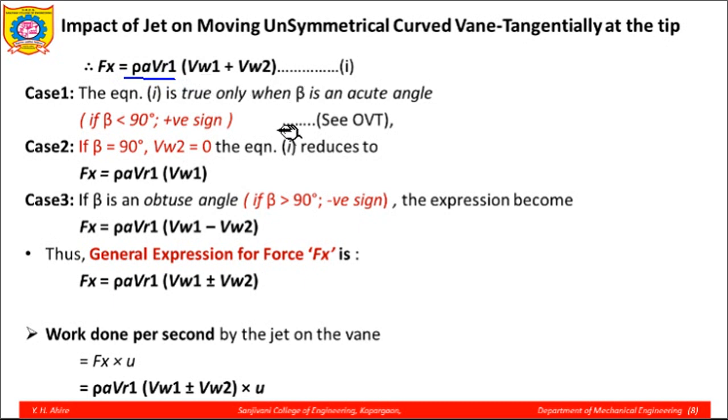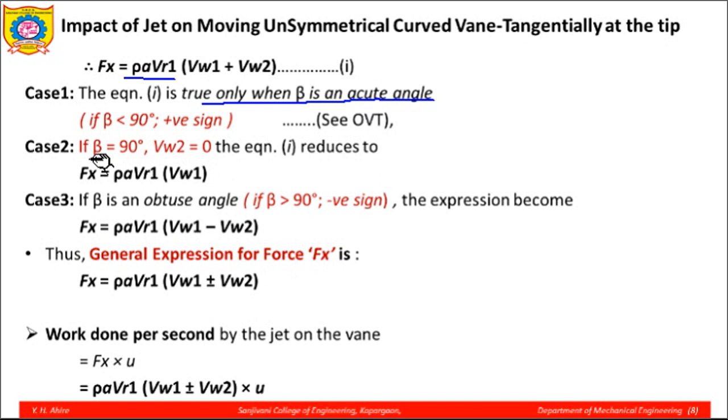The above equation is true only when beta is less than 90 degree, or beta is an acute angle. So as shown in the OVT, beta is less than 90 degree. So that's why we have a positive sign here in the formula between Vw1 and Vw2.